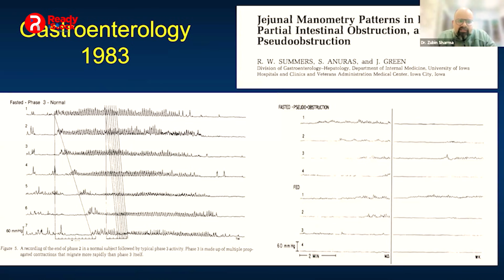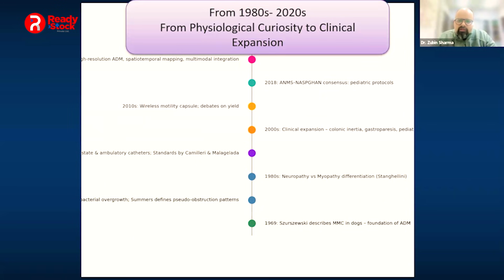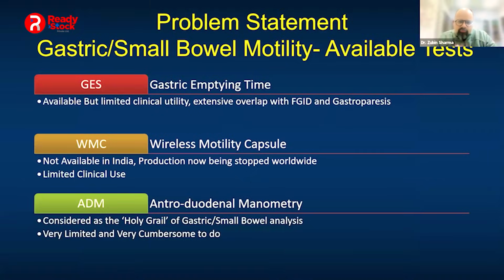So the identification of phase 3 activity became one of the gold standards to identify small bowel or gastric enteral motility. Then it went on till the 2020s. A lot of things came about: ambulatory catheters, neuropathy versus myopathy. So things improved, but it became stagnant because we didn't have anything to really test it by. And that's when we thought of a high-resolution antroduodenal manometry.